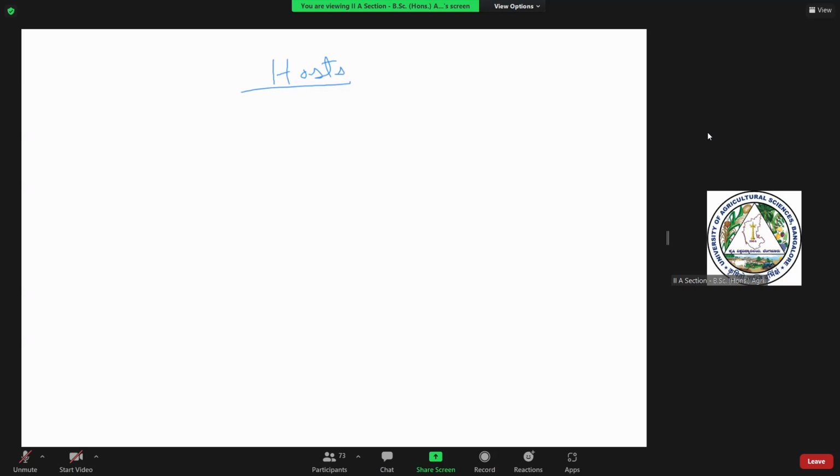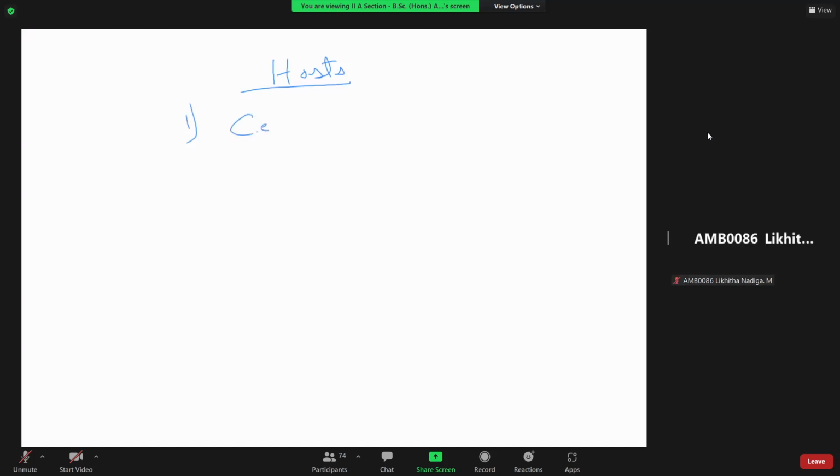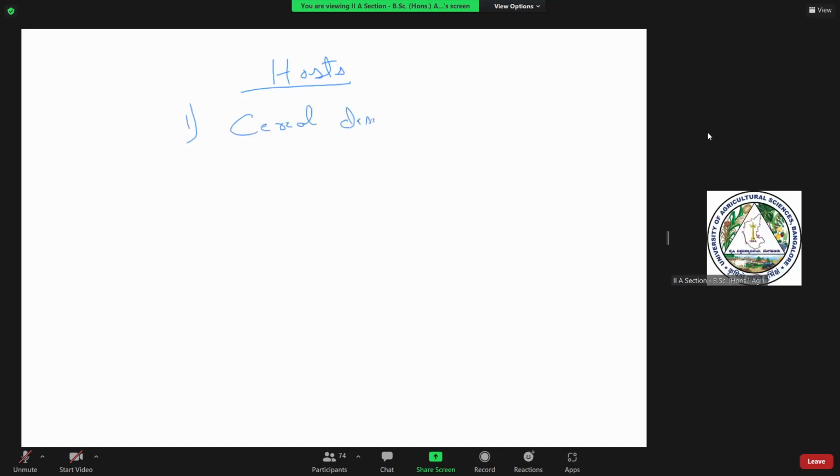How can the classification be done? It is a very simple way of classifying based on the host. The diseases caused in the cereals are called the cereal diseases. This is the classification of plant diseases based on the host plants which are affected, and we need to also provide an example for this. For example, the rice blast disease.